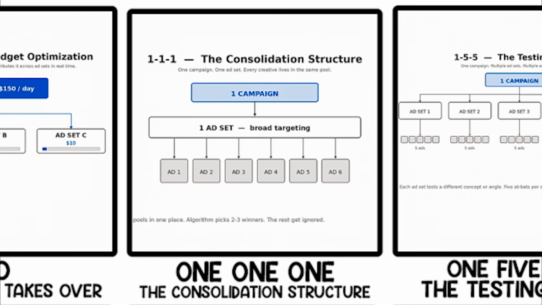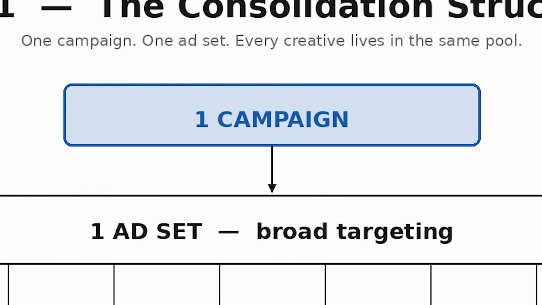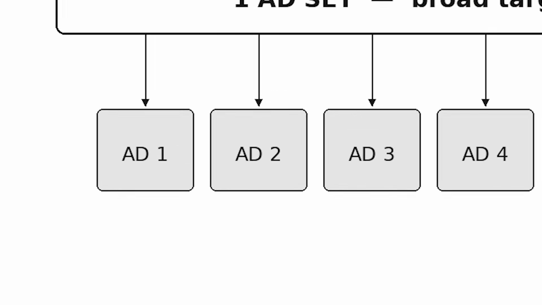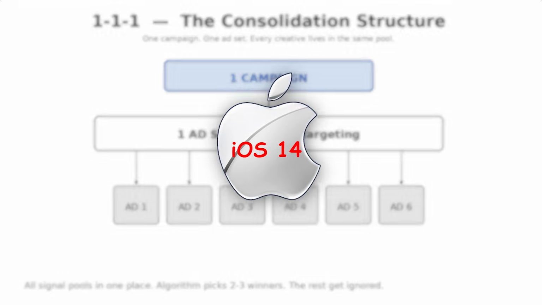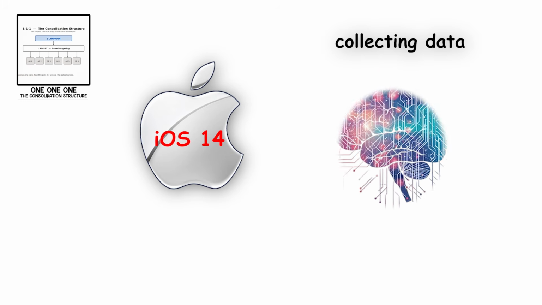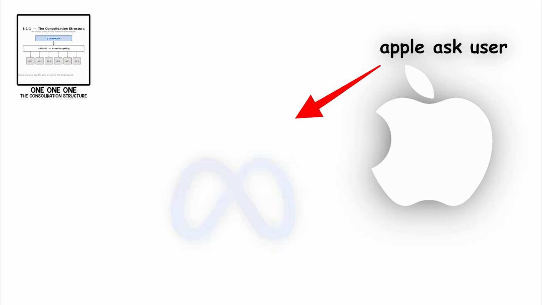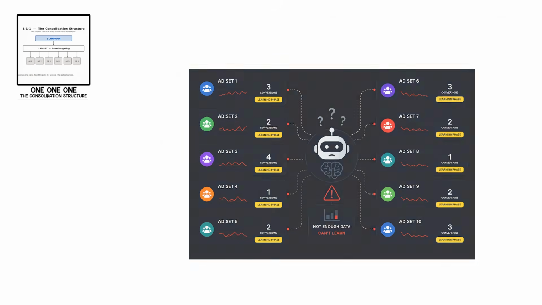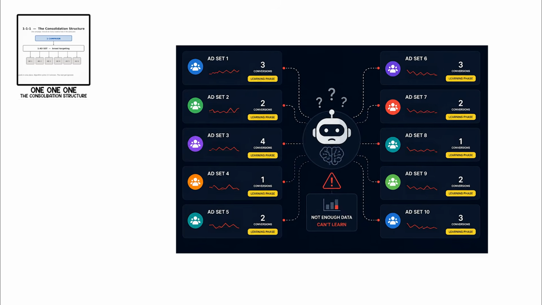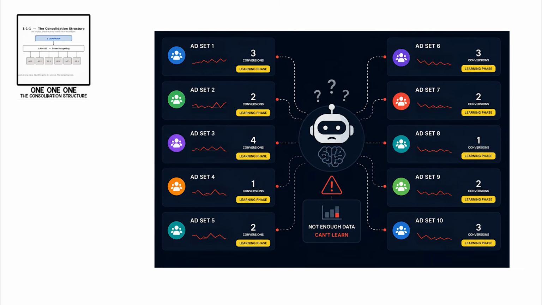1-1-1. The consolidation structure. 1-1-1. One campaign, one ad set. Every ad you've got stacked inside that one ad set. This is the structure that took over after iOS 14 broke everything. The whole point is signal consolidation. When Apple let users opt out of tracking, Meta lost a huge chunk of the data it relied on to optimize. Suddenly, campaigns split across 10 ad sets couldn't generate enough conversions per ad set to actually learn.